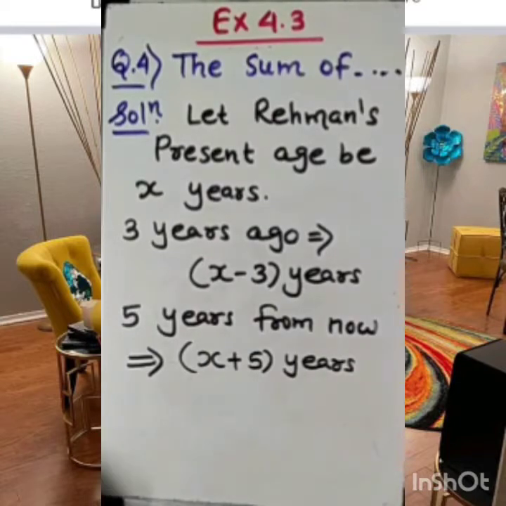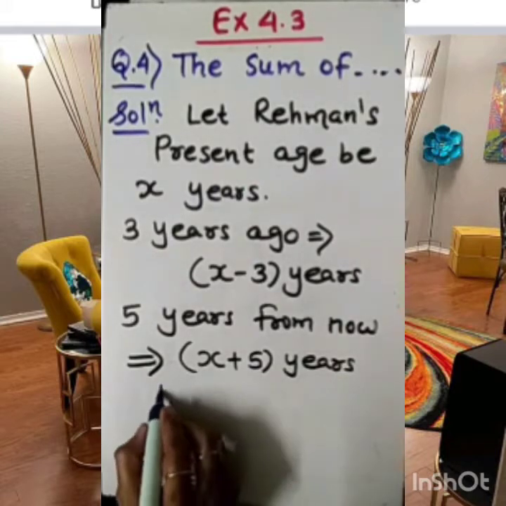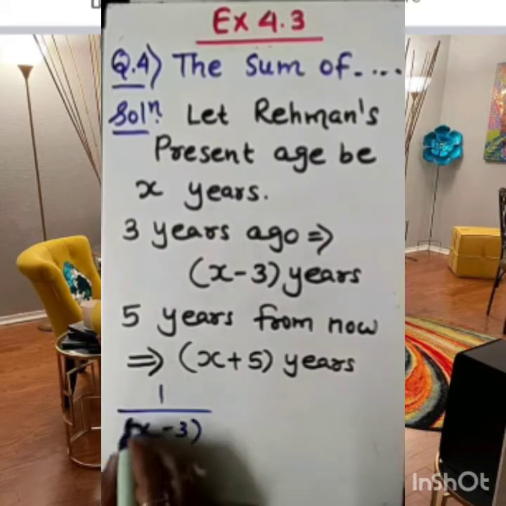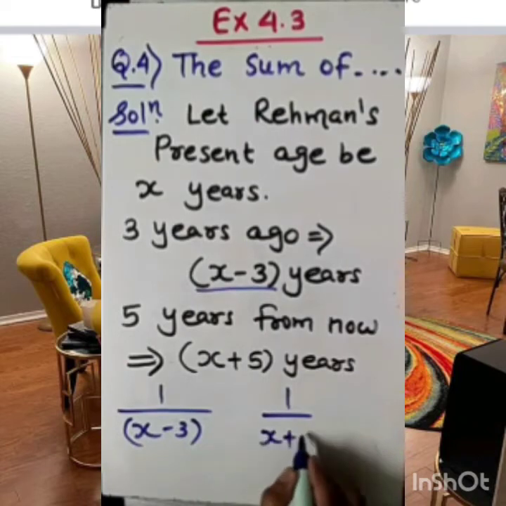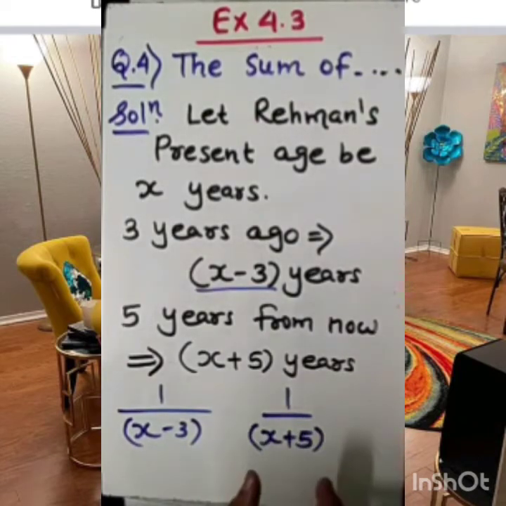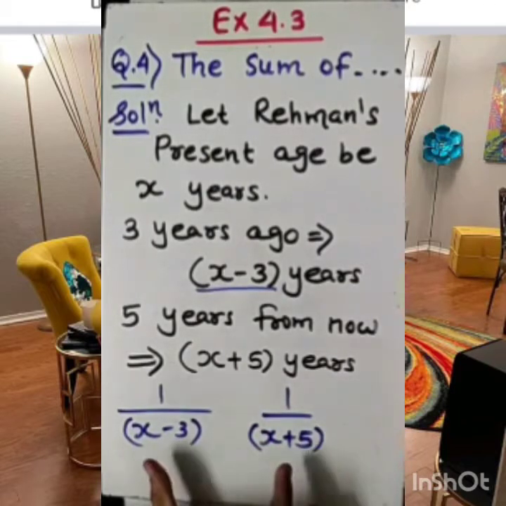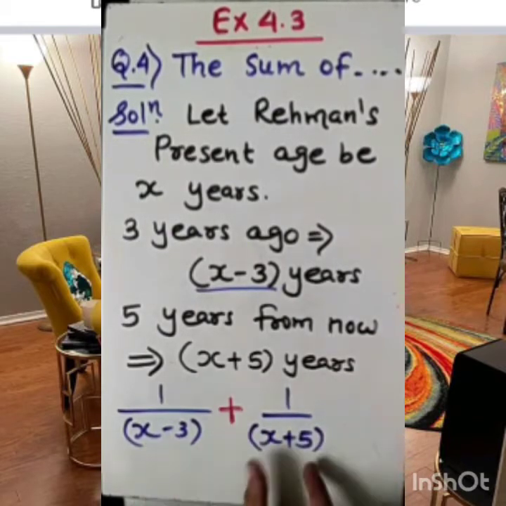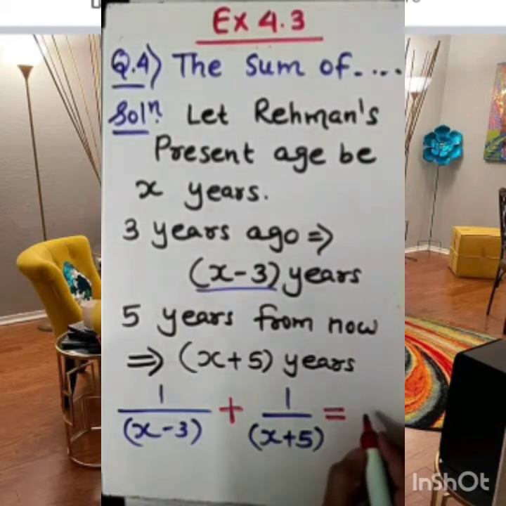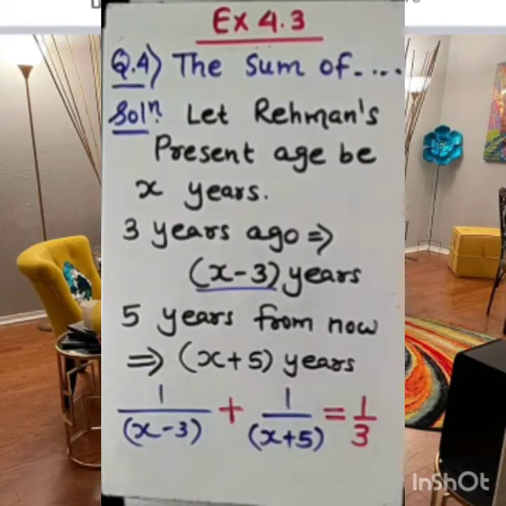If I ask what is the reciprocal of X minus 3, then of course we will say 1 upon X minus 3. What is the reciprocal of X plus 5? 1 upon X plus 5. Here, they are saying in the question the sum of the reciprocal of their ages. This is the sum of the reciprocal of these ages, that is equal to 1 by 3. So this is a normal equation which we are forming through the given details. I hope it's clear to you.